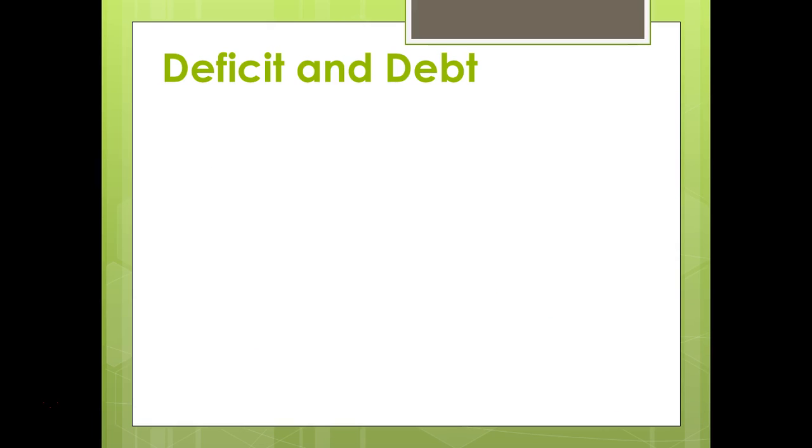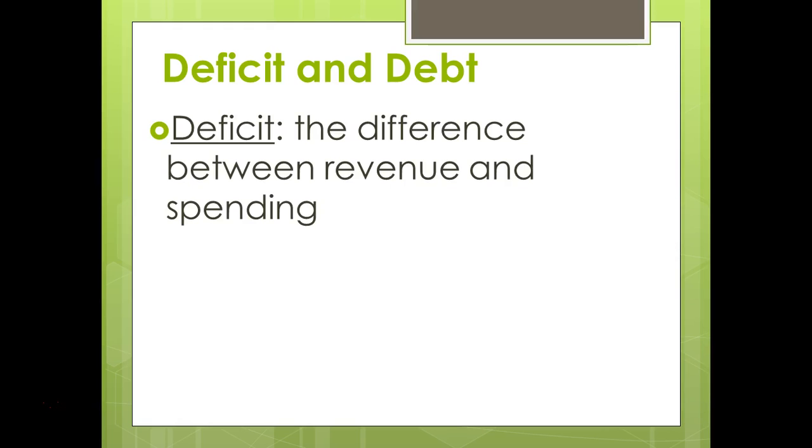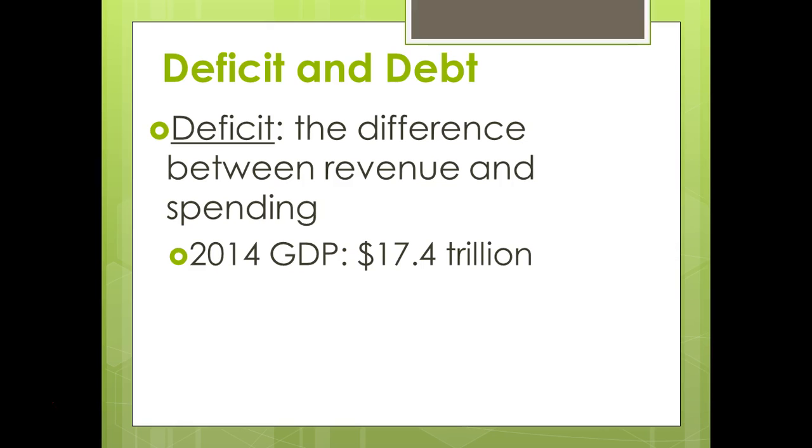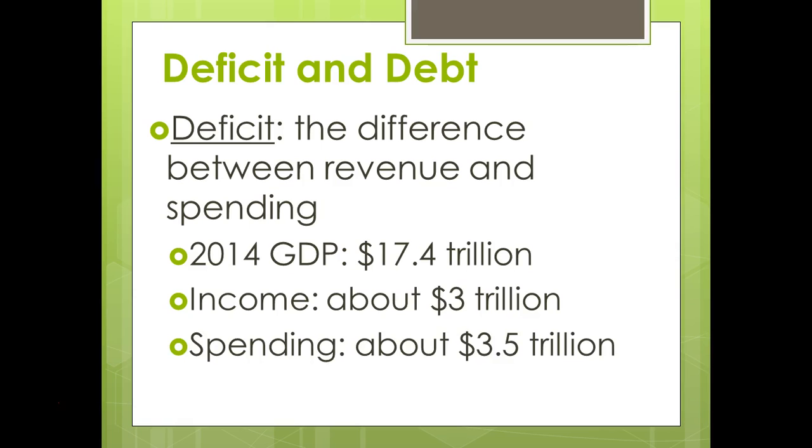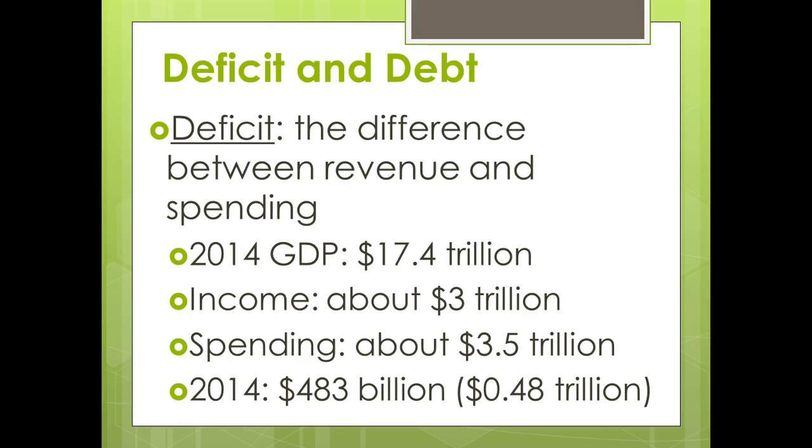The difference between deficit and debt. A deficit is the difference between revenue, how much money some organization or government takes in, and spending, how much they spend. And usually it's when you spend more than you take in. So in the U.S., the 2014 GDP, the total value of the economy, was $17.4 trillion. And the government took in about $3 trillion in taxes, and they spent about $3.5 trillion. So you'll notice they spent more than they earned, the government did, and that means that there was about a 0.48 or 0.5 trillion, that's almost $500 billion deficit. That's money they spent that they didn't have in income.